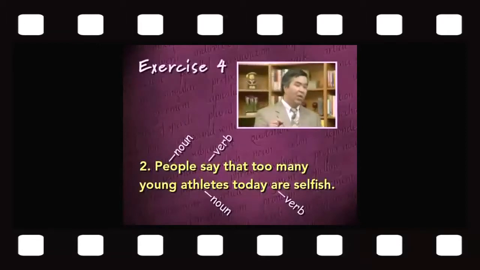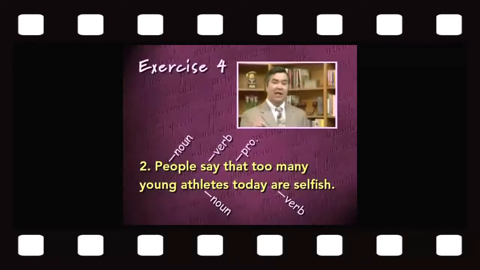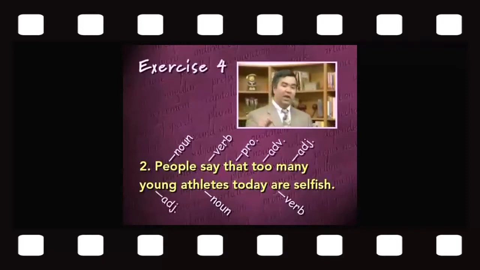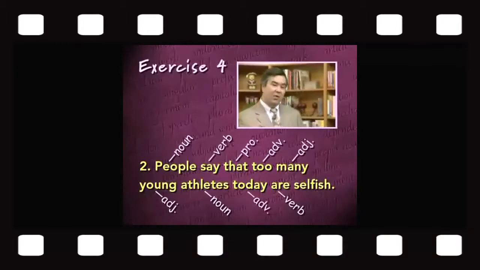Now we can fill in the other words, now that we've identified the verbs and their subjects. The word that is a pronoun. Technically it's known as a relative pronoun, and what it's doing is introducing a subordinate clause. So that is a pronoun. Too is an adverb modifying the adjective many. Young is another adjective modifying athletes. And today is an adverb which modifies the verb are.